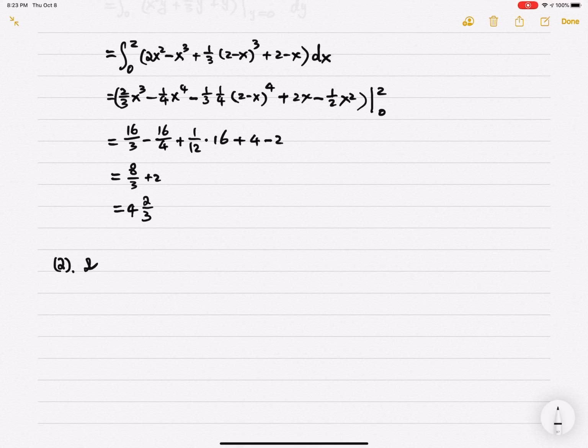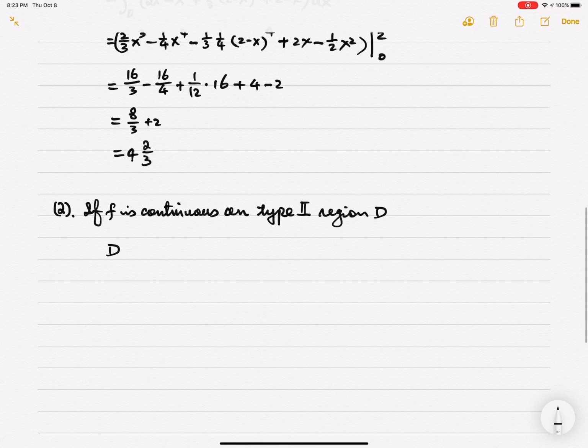Okay, we say if f is continuous on type 2 region D. Now here we say D is equal to {(x, y)}, and type 2 region is like y is between c and d, and then x between h1(y) to h2(y). So x is a function of y.